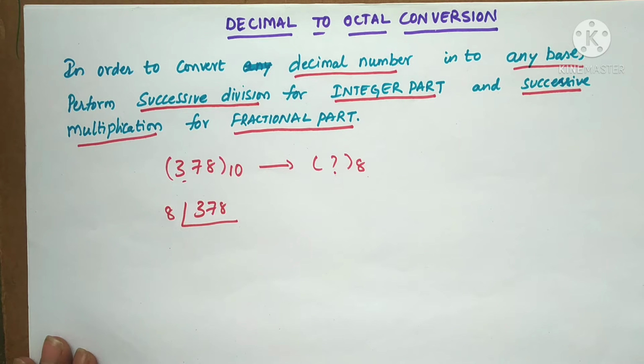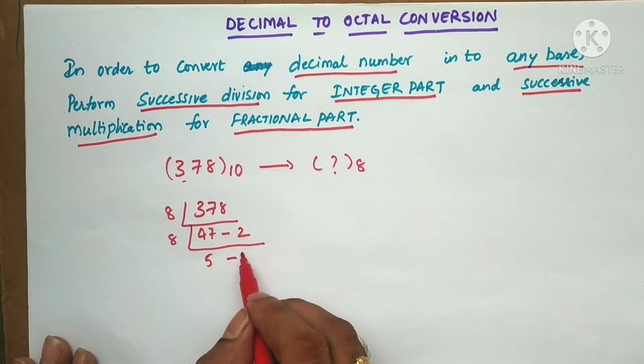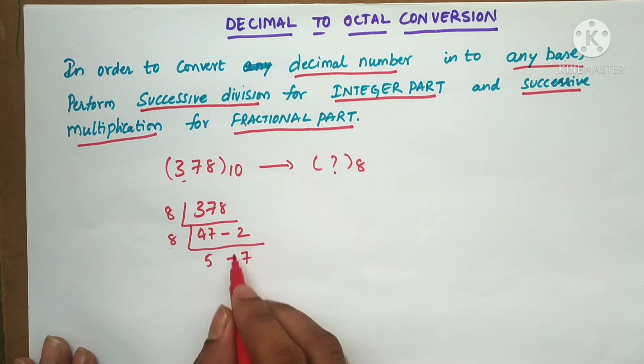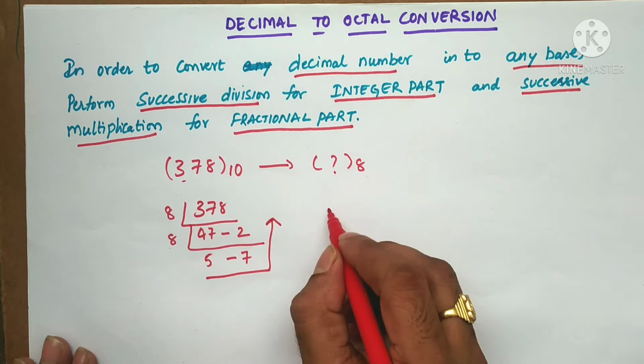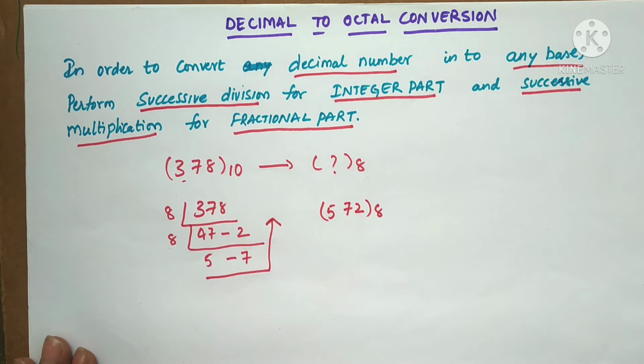378 divided by 8, I am getting 47 with a remainder 2. And again 8 5s are 40, the remainder is 7. Now I can't divide 5 by 8, so stop here. Write these remainders from bottom to top. So 572 base 8 is the answer.